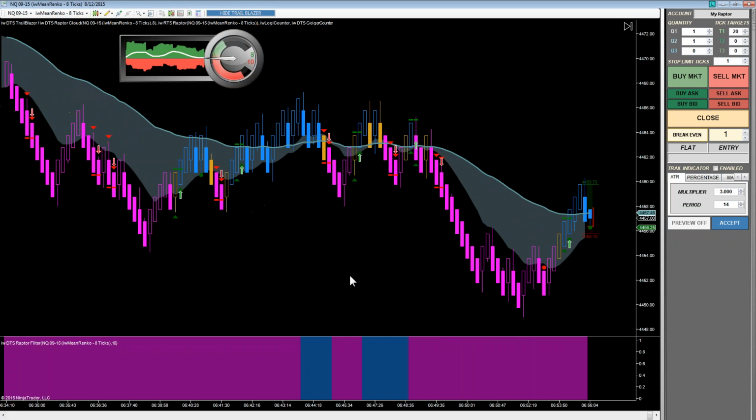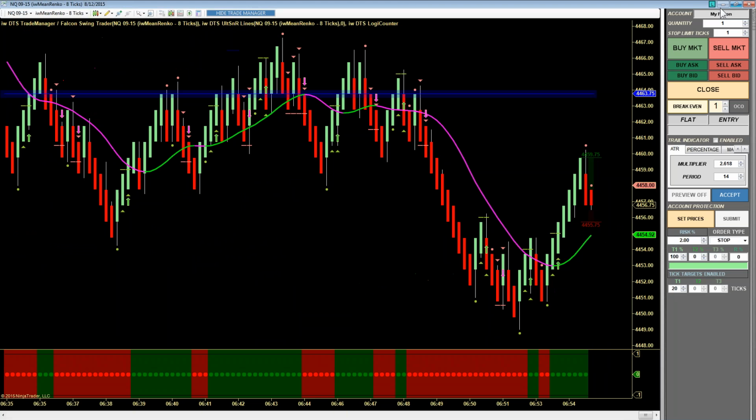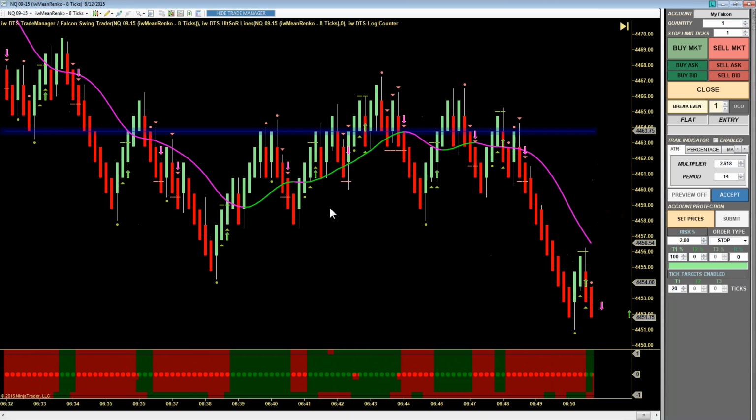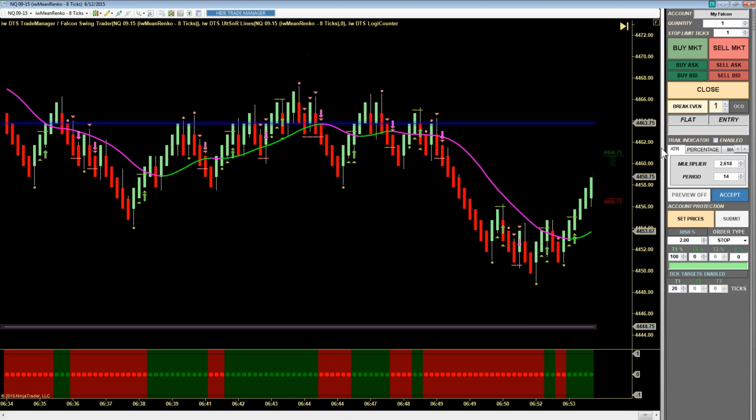We would have had a comparable signal, I believe, on the Falcon. Let's take a look at the Falcon here for a second. So here on the Falcon, we've got an opportunity. Okay, we've got actually a nice opportunity here off of the primary support.